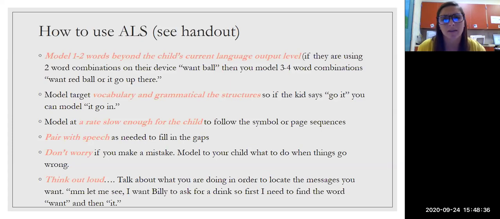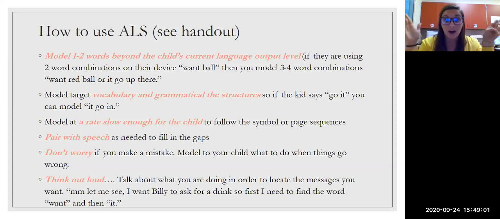Because otherwise you might sound a little funny sometimes. And you're going to stress yourself out trying to figure out how to say each thing every time. And then your kid's going to look at you like, what's wrong with you? You know, because it's not normal. And you do want it to be as natural as you can. So don't worry if you make a mistake, like we talked about. Model to your child what to do when those things go wrong.